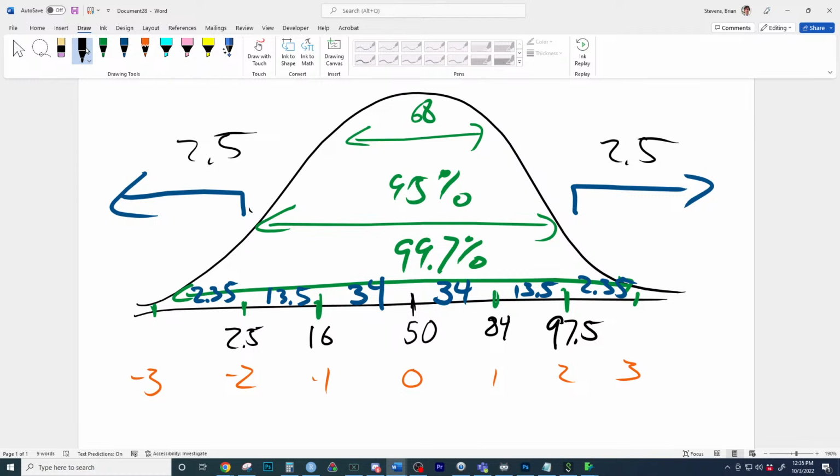Yes, Santi, that is correct right there. Santi said 100 minus 2.5, correct, because 100% of the curve is everything, and then we could subtract this off right here. And that is the 97.5th percentile. Great job, Santi, right there.